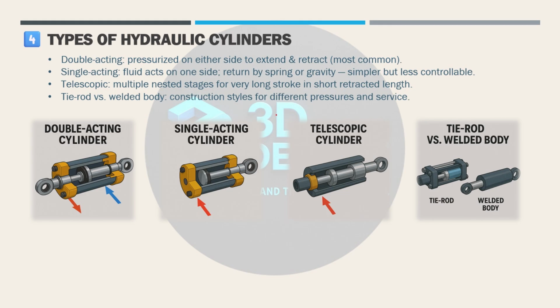Types of hydraulic cylinders. Double acting: pressurized on either side to extend and retract, most common. Single acting: fluid acts on one side, return by spring or gravity, simpler but less controllable. Telescopic: multiple nested stages for very long stroke in short retracted length. Tie rod versus welded body: construction styles for different pressures and service.